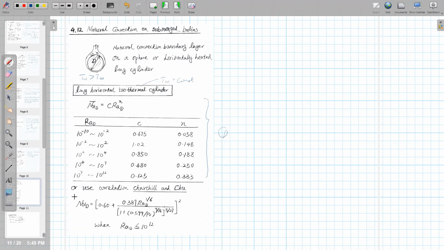Or for the second one, you can use this equation here. This equation is more advanced and more accurate because it also includes the effect of the Prandtl number, since we know the Prandtl number affects free convection. So the Prandtl number is a parameter inside this empirical correlation, which is derived by Churchill and Chu. The Nusselt number is a function of both the Rayleigh number and the Prandtl number. It only works when the Rayleigh number is smaller than 10 to the power 12. This is the horizontal cylinder case.